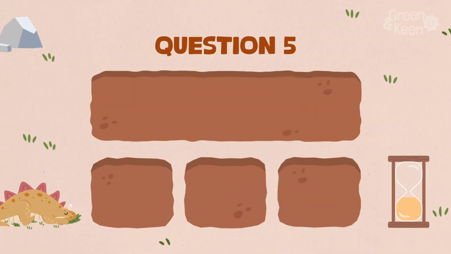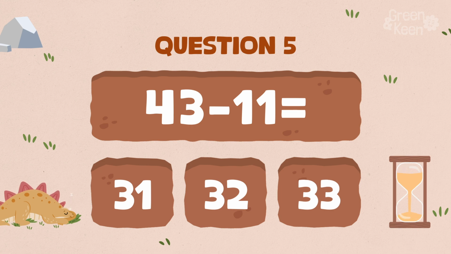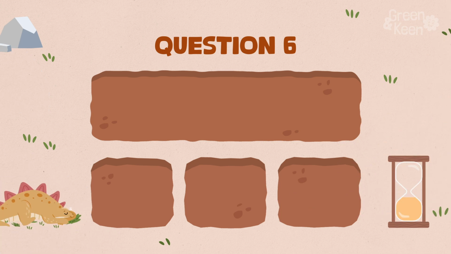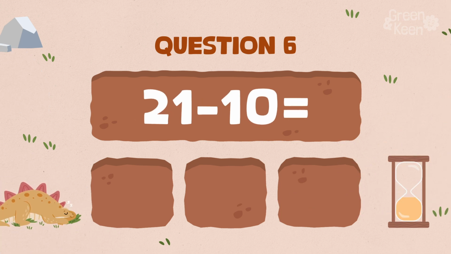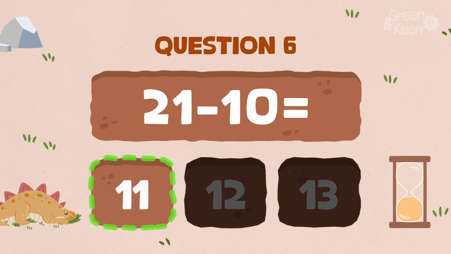Question number 5. 43 minus 11 equals... The answer is 32. Question number 6. 21 minus 10 equals... The answer is 11.